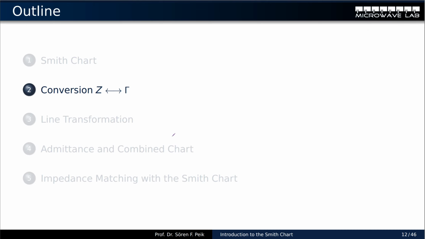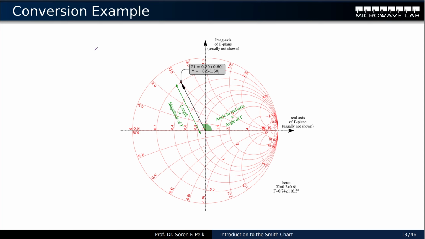No? Okay. So let's come to the applications. The very first application is to convert a Z value, a Z load value, to a gamma value. We have done that in the examples already. I'm going to do that in a systematic manner again, so you see how it works. Let's take our chart again, and I'm dealing with an impedance Z of 10 plus 30j ohms.